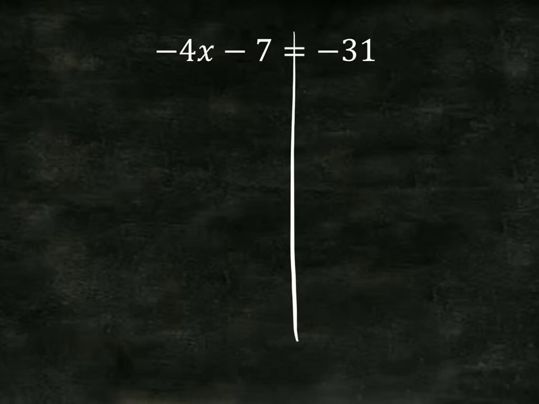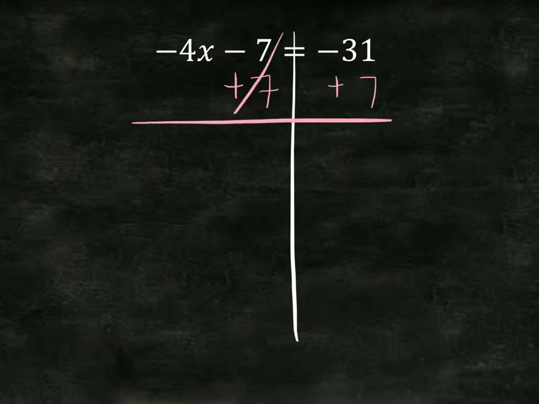So our first step is going to be to get rid of this minus 7. Well, what's the opposite of subtracting 7? It's to add 7. We're going to do inverse operations, just like we've been doing. Now, this is where we need to really watch out. I'm going to bring down this left side. That leaves me with negative 4x. That's all okay. But on this right side, I have negative 31 plus 7.